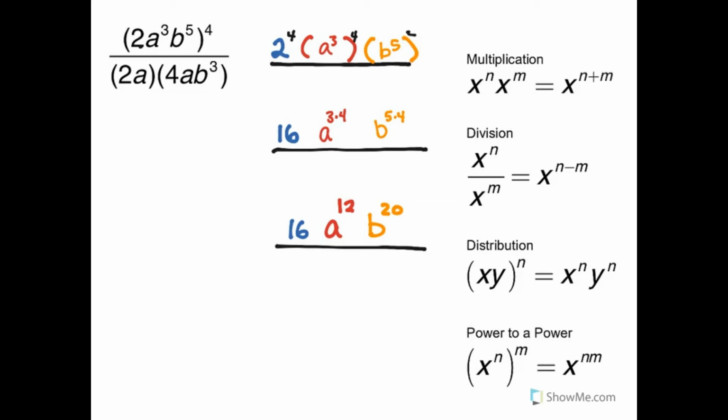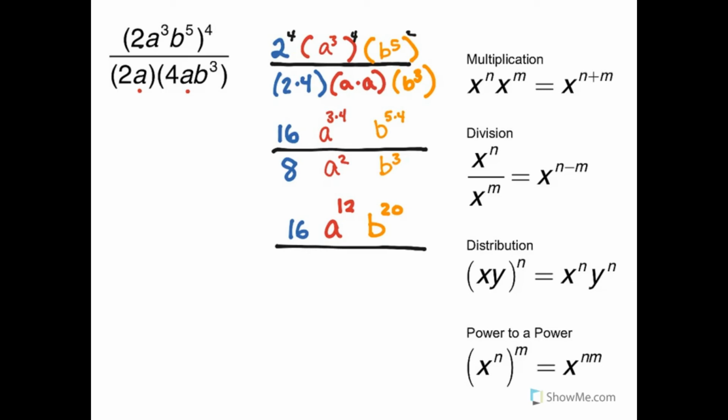In the denominator we have a multiplication. 2a is multiplied by 4ab to the 3rd. Well, let's regroup putting the numbers together. We have 2 times 4, and the a's are a from the 2a and another a from the 4ab 3rd, and then finally we have a b 3rd. Well, if we simplify 2 times 4, we get 8. A times a is a squared, and b to the 3rd is still there.